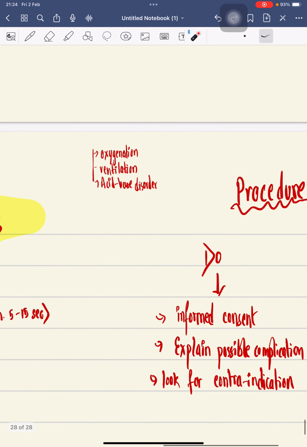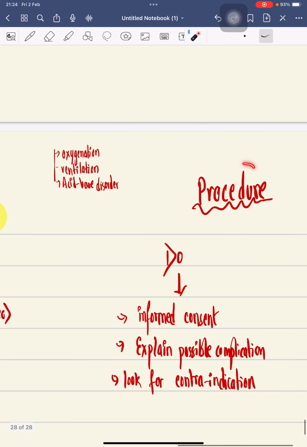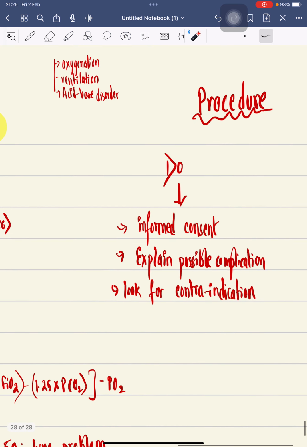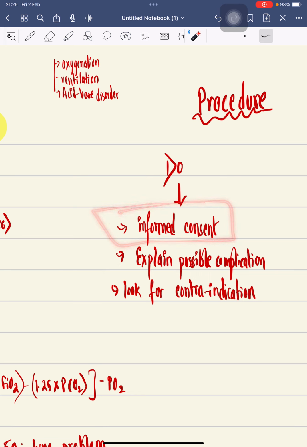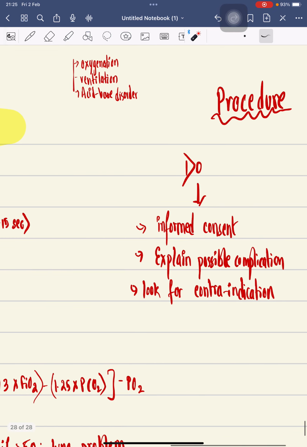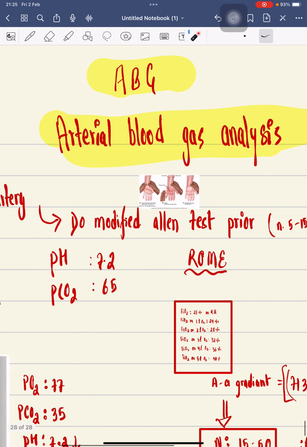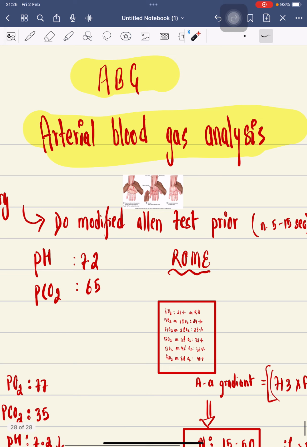So why do we do arterial blood gas analysis? For seeing the oxygenation, ventilation and some acid base disorders. The procedure is as I explained some time ago. We have to take informed written consent before doing this procedure. We have to explain possible complications like infections, trauma and so many things, and we should look for contraindications. If the Allen test is negative or there is infection in the hand, then we should withhold the procedure. Traditionally we know the formula, it's called ROME.